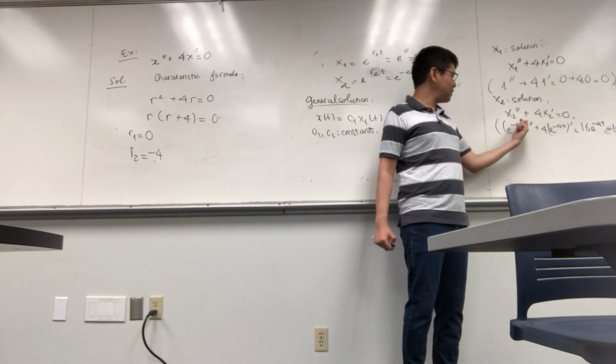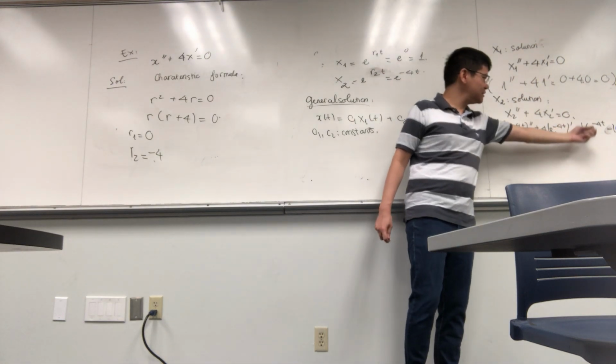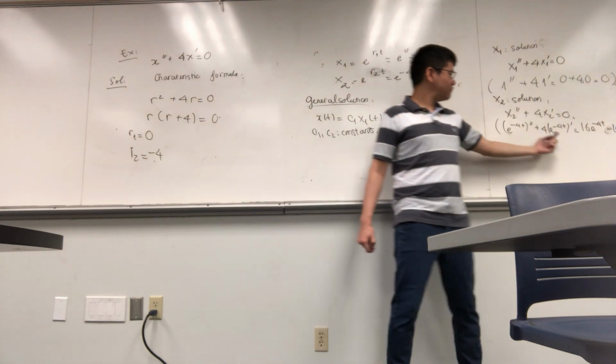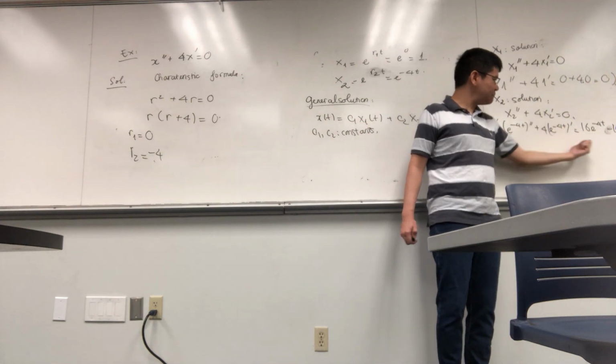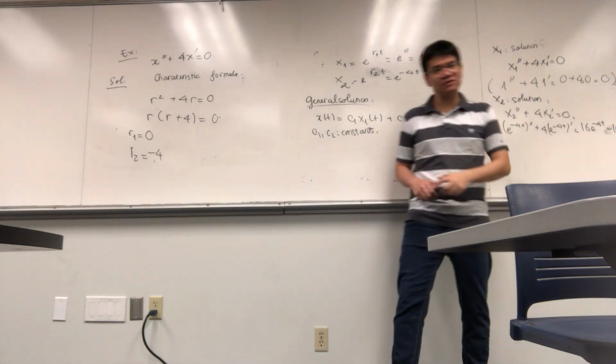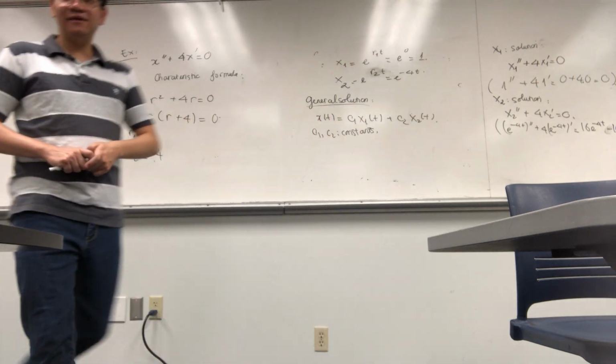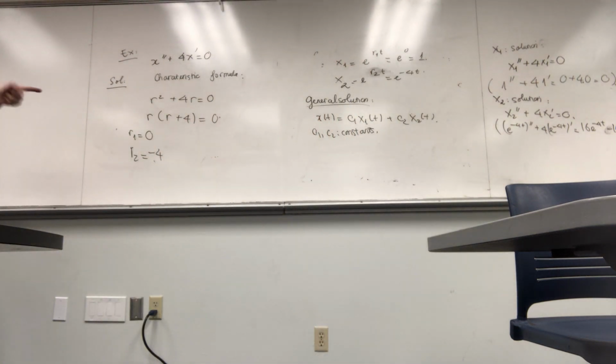So you have e to the power minus 4t second derivative is 16 e to the power minus 4t, and 4 e to the power minus 4t prime is minus 16 e to the power minus 4t. And this is 0, right? So this is the hint. Why do I combine them and I get a solution?